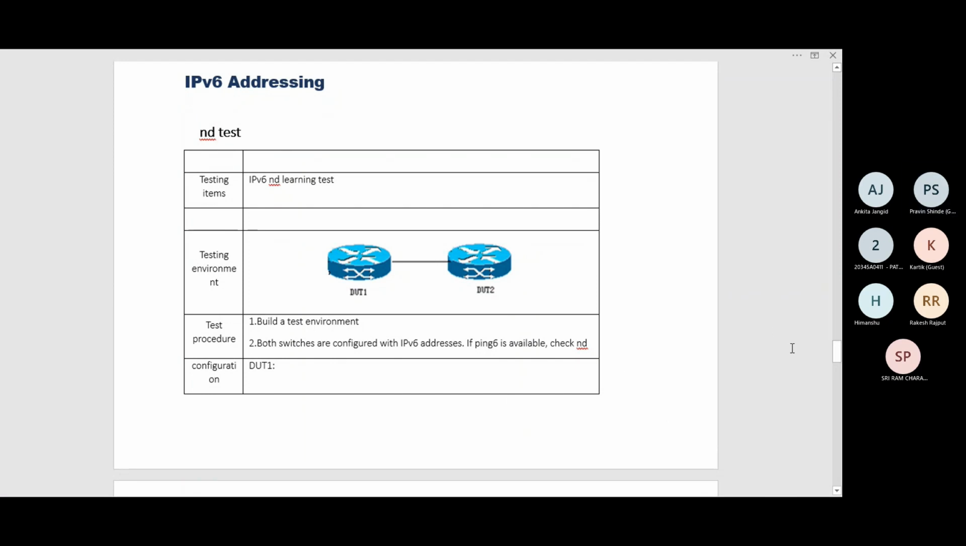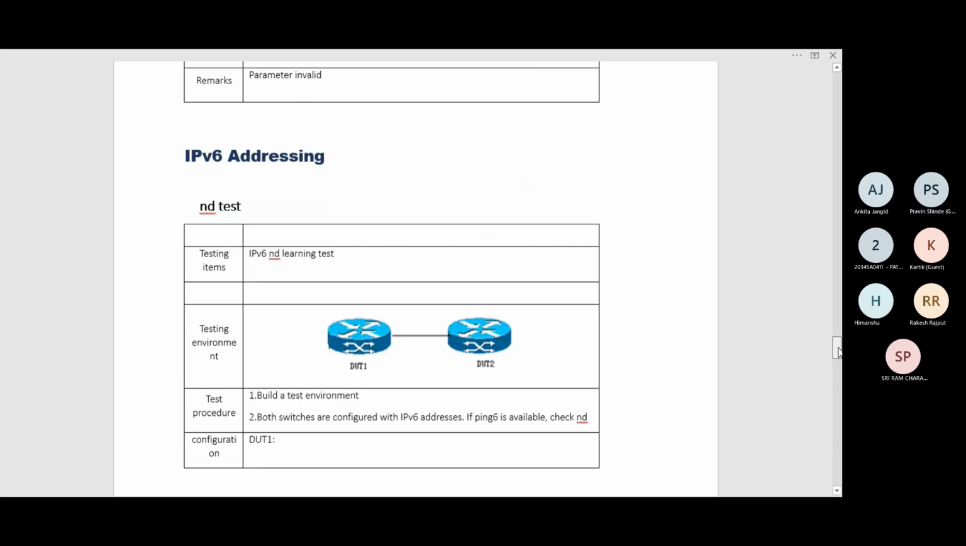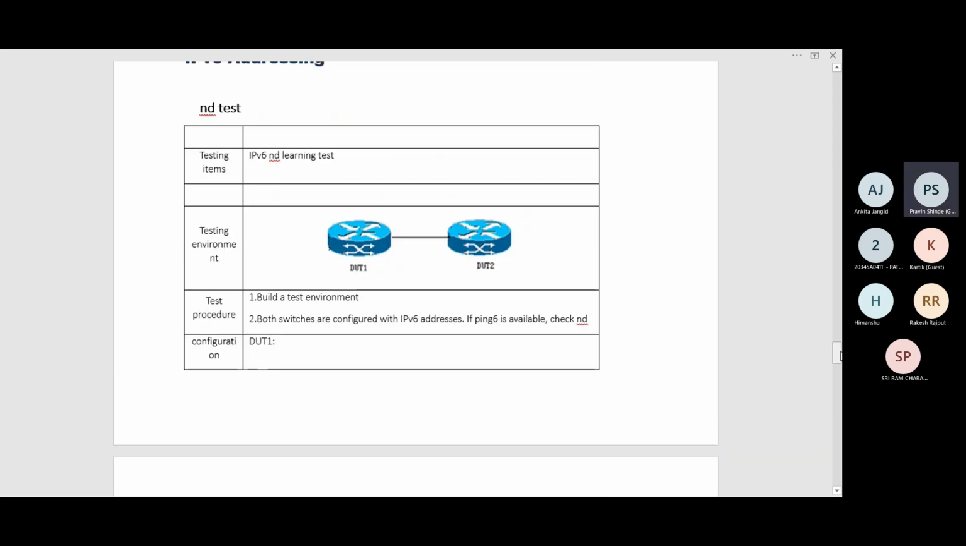So anyone who has a Geo network on their mobile can display that IPv6 address on their mobile. See, the build is a test environment. Both switches are configured with IPv6. If ping 6 is available, check the ND test.